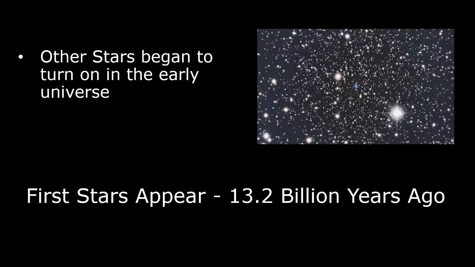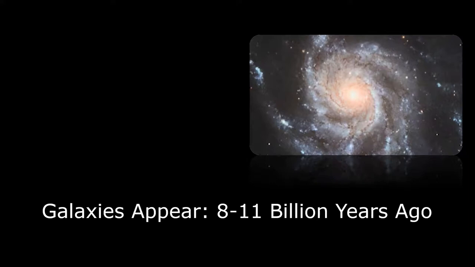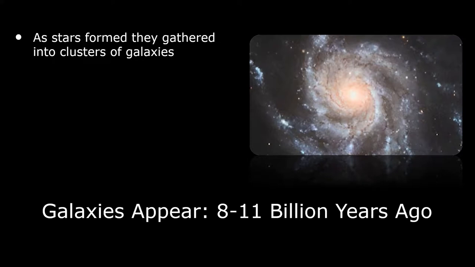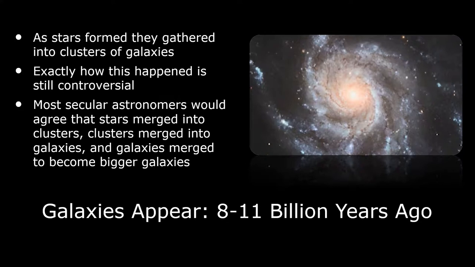Other stars began to turn on early in the universe. And then once you develop stars, galaxies started to appear about 8 to 11 billion years ago. As stars formed, they gathered into clusters of galaxies. Exactly how this happened is still controversial. Most secular astronomers would agree that stars merged into clusters, then clusters merged into galaxies, and then galaxies merged to become bigger galaxies.